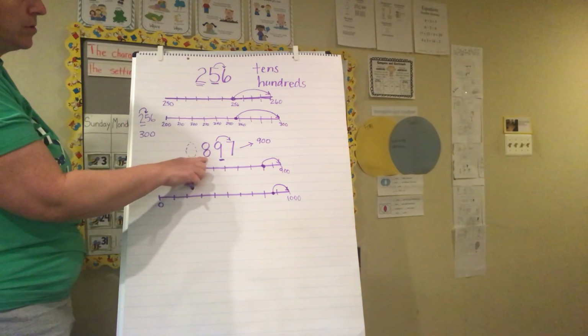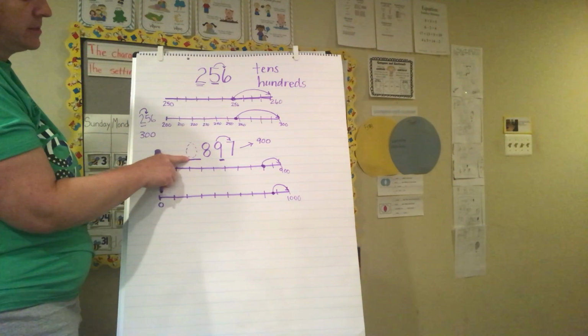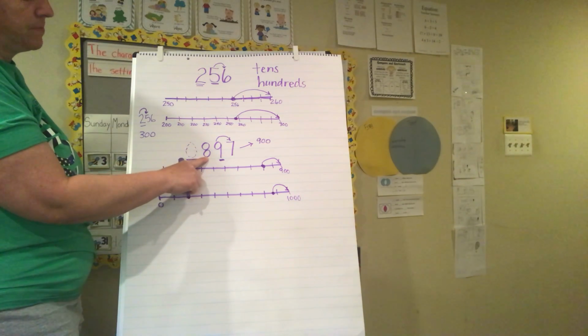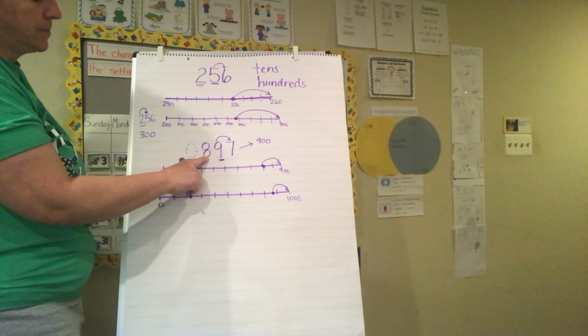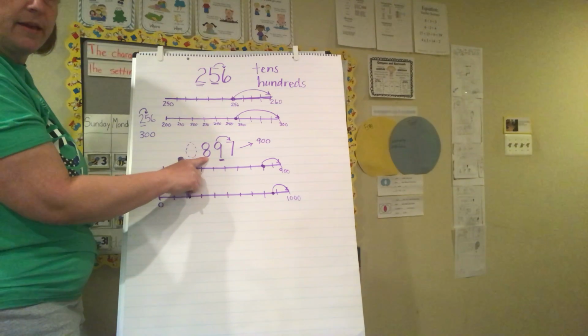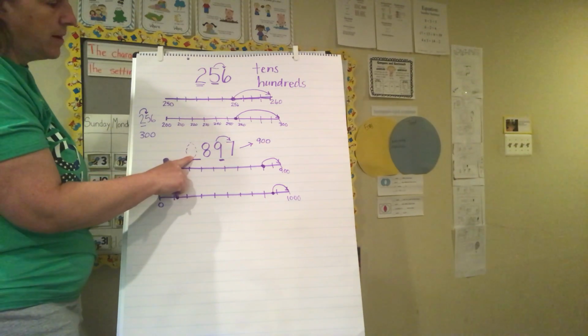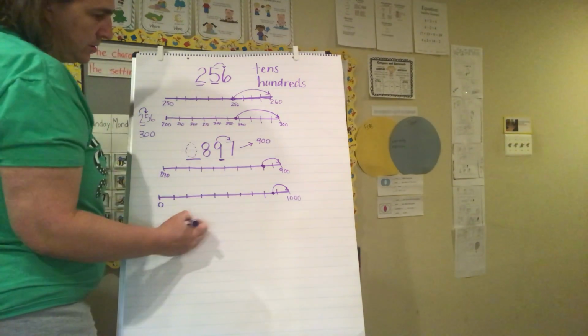If I use my rule, I'm rounding to the thousands place, so I look at the hundreds place. The 8 in the hundreds place tells me to give it a shove. If I give 0 a shove, I get 1. So it would round to 1,000.